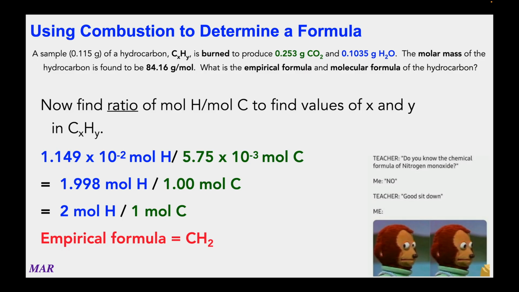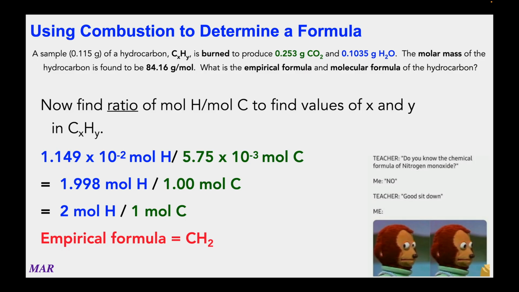Now, in the lower right-hand corner is a meme. It says, what's the chemical formula for nitrogen monoxide? And the student goes, no. And the teacher goes, good, sit down. Because nitrogen monoxide is NO, okay? And the student accidentally said the right formula, even though they didn't know it. So that's why the poor student there is a little bewildered.